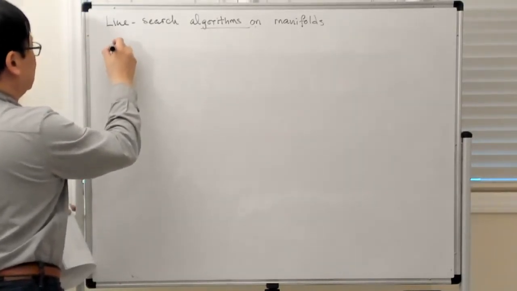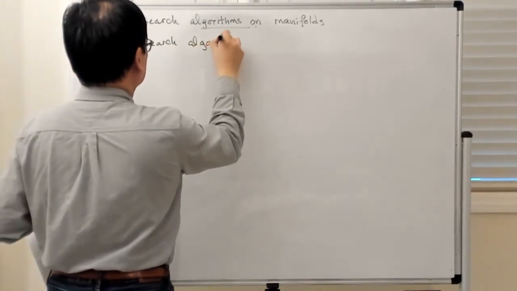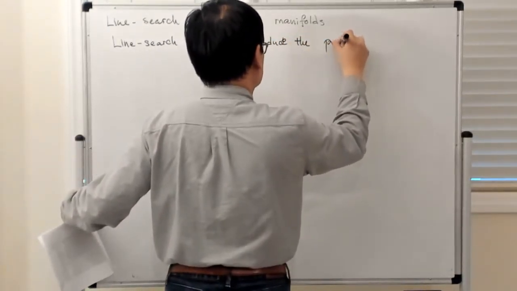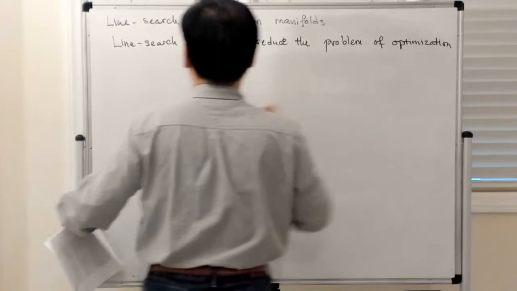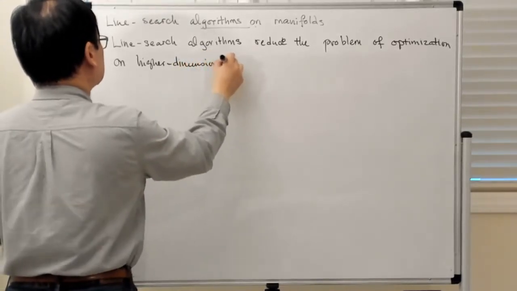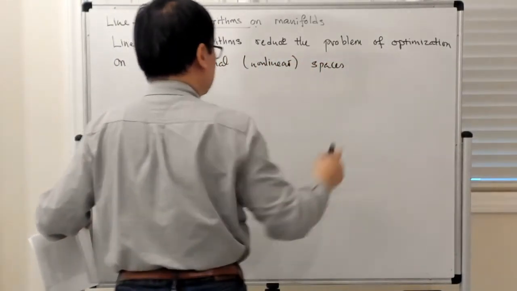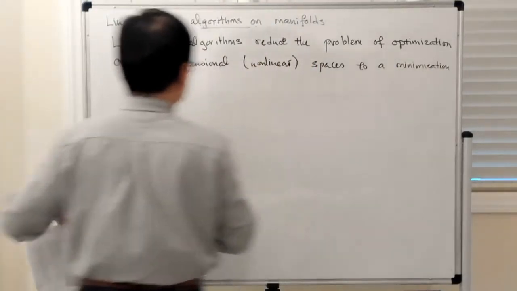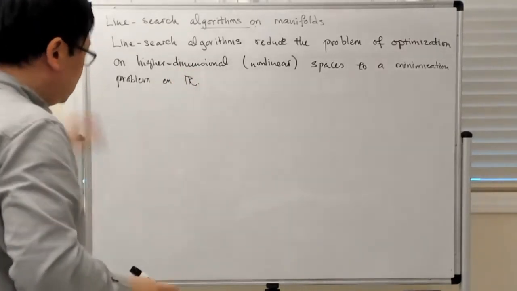So the point is that line search algorithms sort of reduce the problem of optimization on high dimensional spaces, possibly nonlinear, to sort of a minimization problem on just the reals, right? So you want to do something similar here.